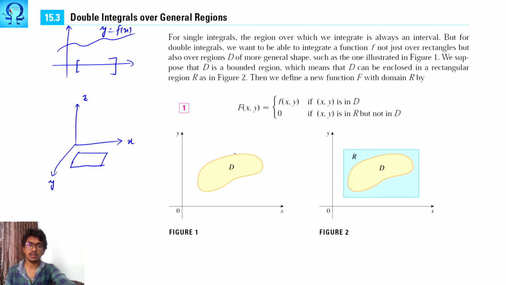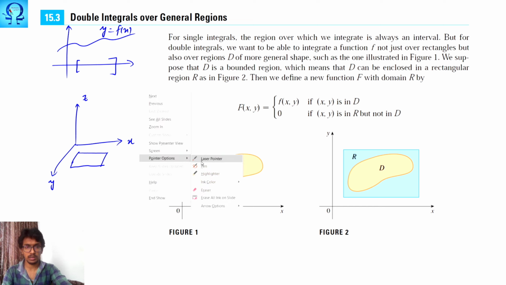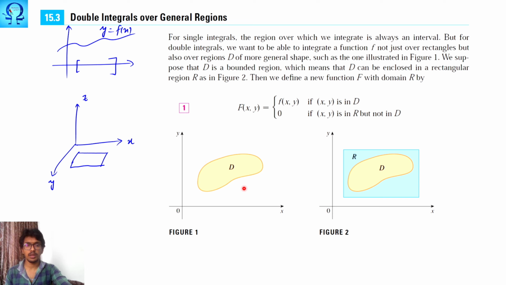Okay, if we have a general region, just a minute, let me change to the laser pointer so that you can see it in a clear way. So if we have a general region like this, it can be put inside some rectangle like this. Once it is put inside some rectangle, then we are able to do the integration over this region by extending the function to the rectangle. So how do we do it?